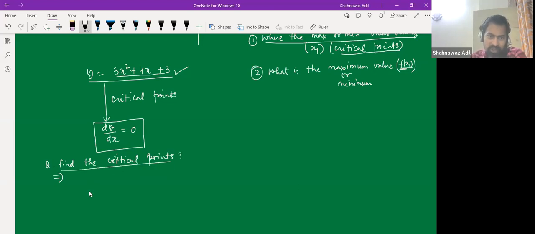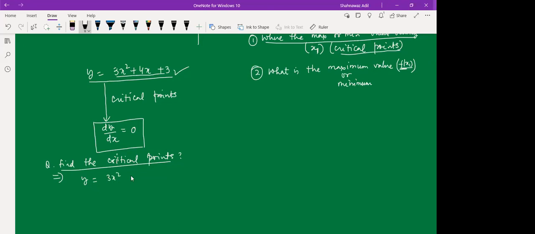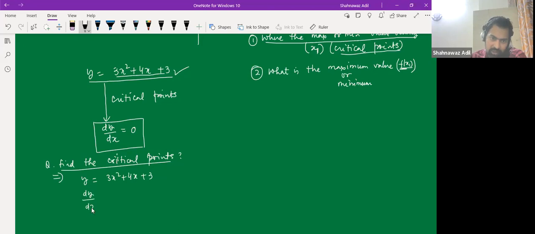What would be the differentiation? So y is 3x square plus 4x plus 3, right? So dy by dx is 6x plus 4. I'm directly doing it, right? So you are differentiating d by dx of 3x square plus 4x plus 3. You guys have practiced this part, so this would be 6x plus 4. Now this is dy by dx.